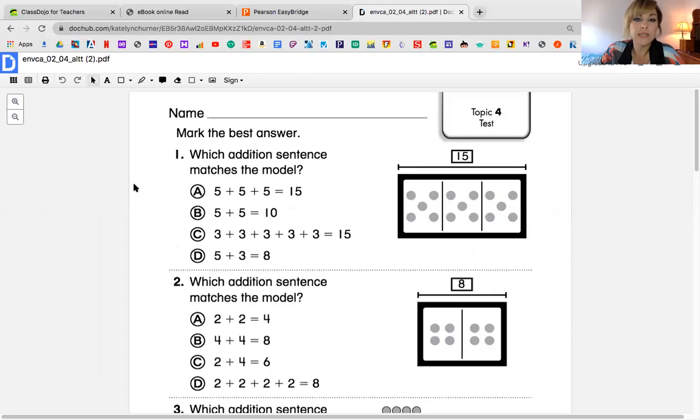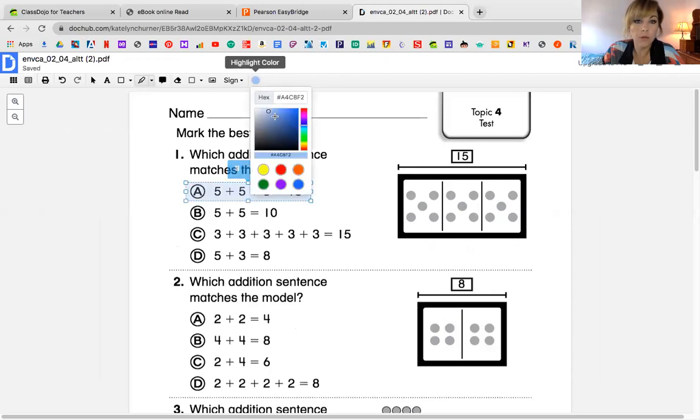Number 1 says, which addition sentence matches this model, okay? So I have a part whole model, right? So there's 3 parts. So one part is 5, another part is 5, another 5. So this is like saying a row of 5, a row of 5, and a row of 5. So it would be 5 plus 5 plus 5 equals 15. So my answer should be A. That yellow, okay?